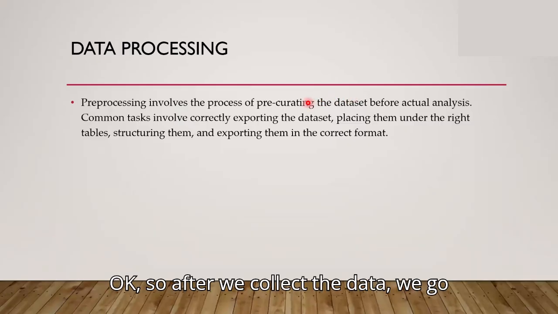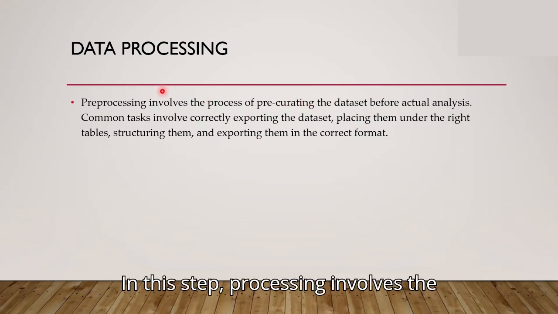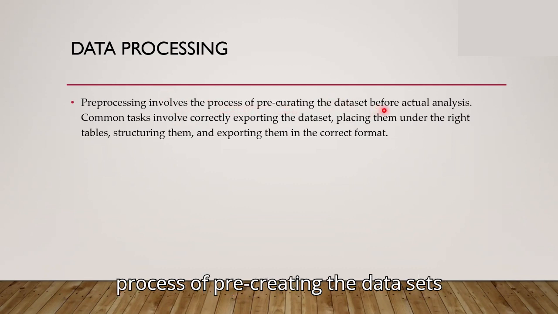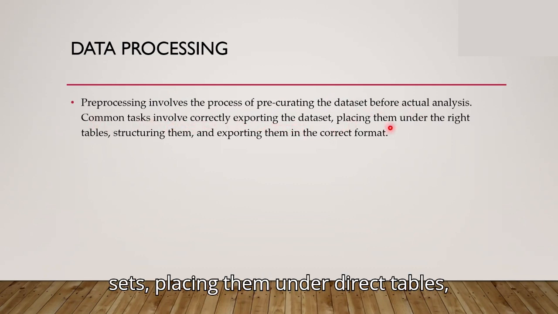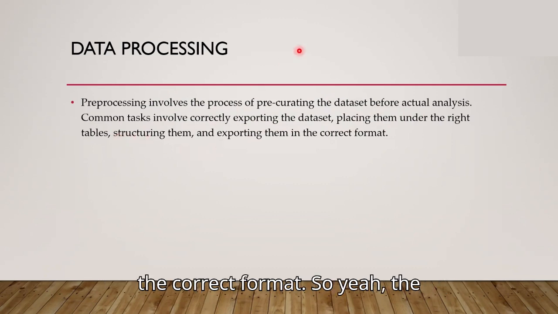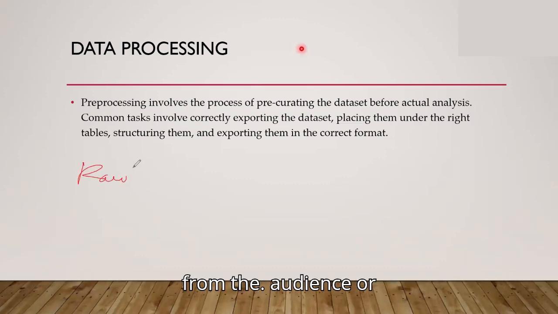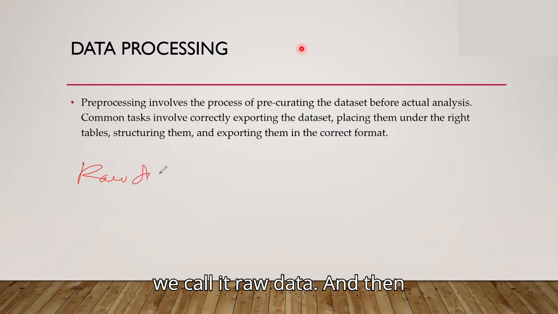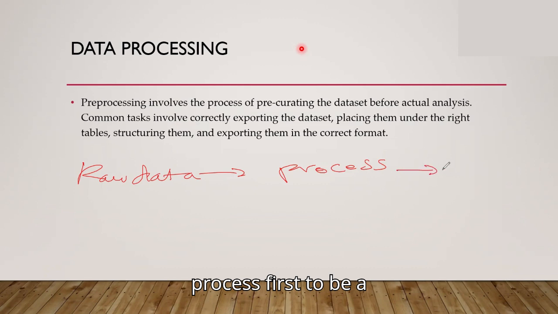Okay, so after we collect the data, we go to the data processing step. In this step, processing involves preparing the data sets before actual analysis. Common tasks involve correctly exporting the data sets, placing them under the right tables, structuring them, and exporting them in the correct format. So the raw data or the raw material we get from the audience or from the people, we call it raw data, and then we need to process it first to become good data.